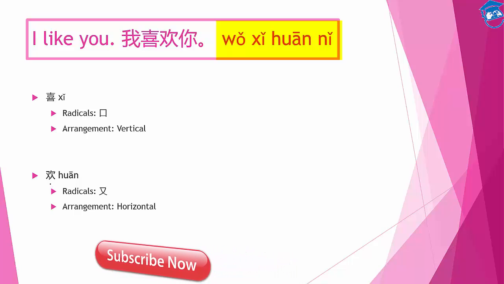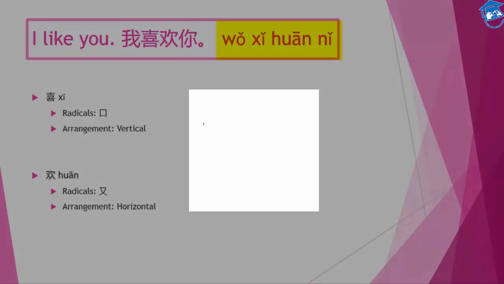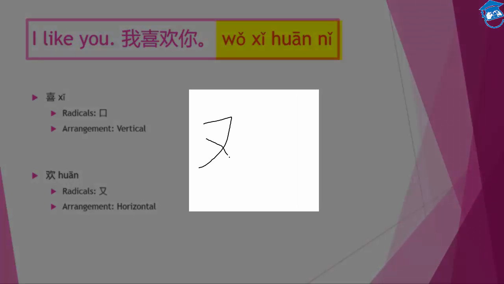And then the second word 欢, it actually also means happy. So again, it's just like 喜. So I'm not going to put any meaning here. I'm just going to put the pinyin here. The radical is this one, what's on the left, and so naturally the arrangement is horizontal. So here's how to write the word 欢. 1 2 3 4 5 6, 欢.